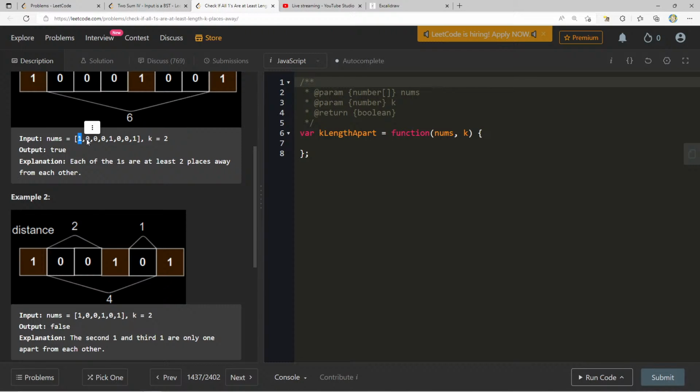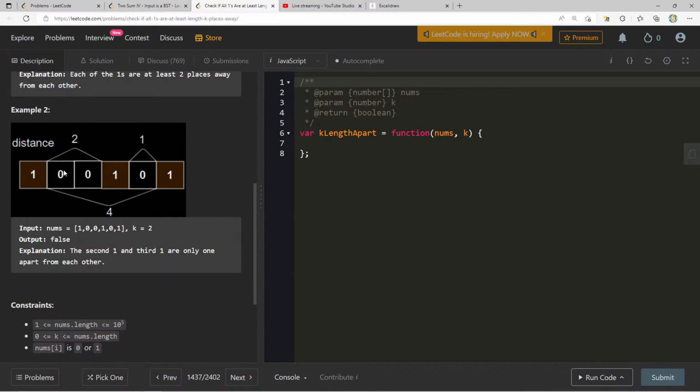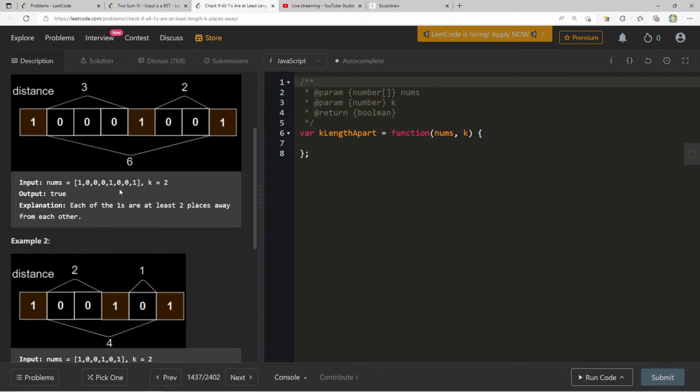Okay, so 1, 0, 1, 2. Each of the ones are at least 2 places away. Okay, I see. So we always want to get to, these are 2 because there's 2 zeros. So we want to count the amount of zeros in between each one, and every time we get to a 1, the amount of zeros should be less than or equal to 2.